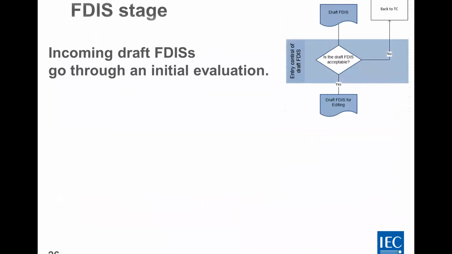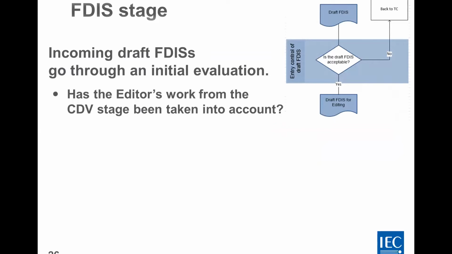As a result, you have now a draft FDIS. So once you have submitted that draft FDIS to us, incoming drafts will go through an initial evaluation. We'll look at a certain amount of things before accepting it into our system. So we will have a look at a few basic things. Has the editor's work from the CDV stage been taken into account? If you just rejected everything without providing justification, we'll send it back to you for re-evaluation.